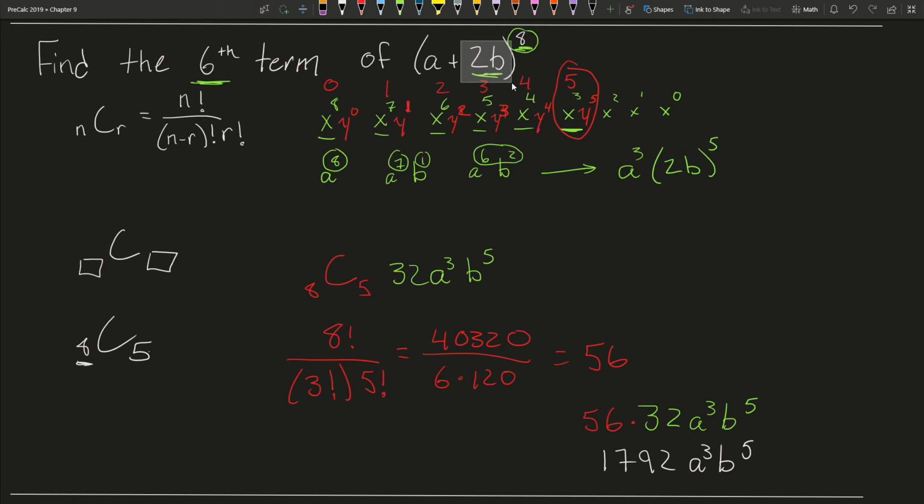And when you take 2b to the fifth, it's 2 to the fifth, b to the fifth. Right? 2 to the fifth is 32. And then our 8 choose 5 is 56. So then 56 times 32 is 1792. So it's not just b, it's 2b. Okay.